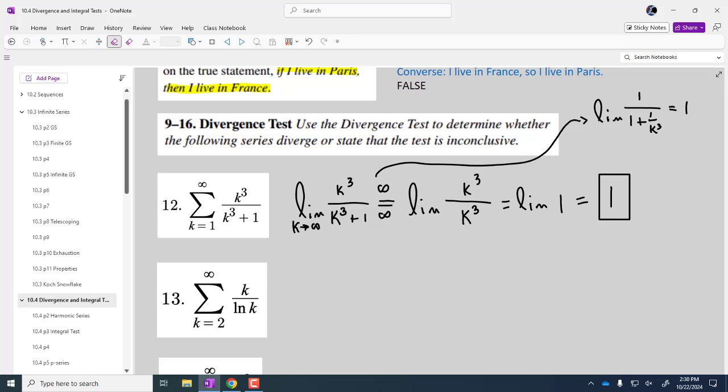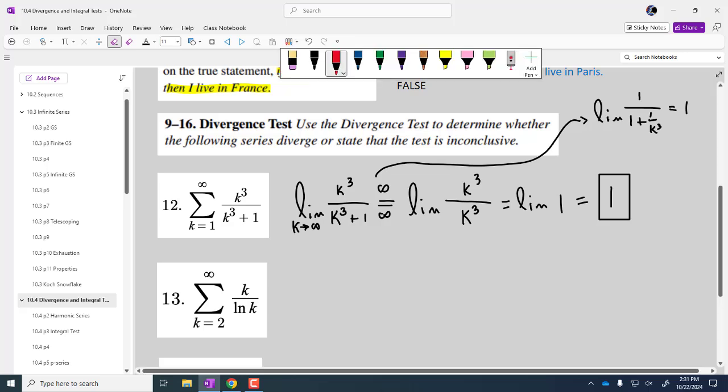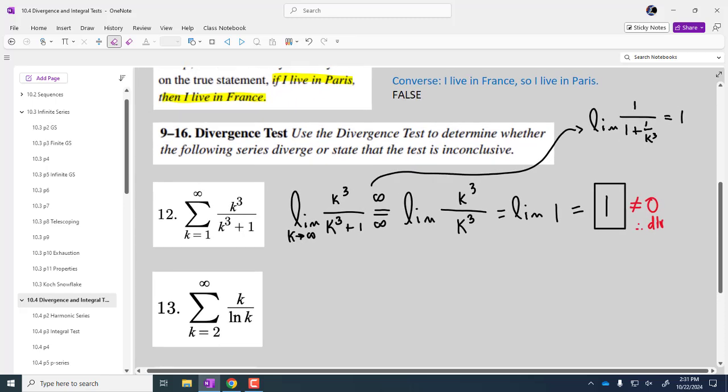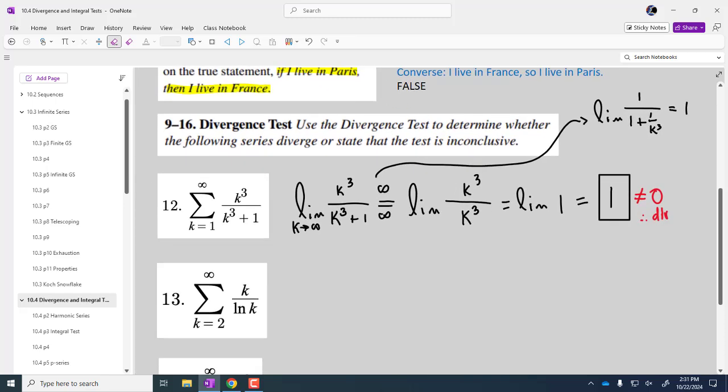This limit is not equal to 0. Therefore, this series diverges. It has to diverge if the limit is not 0.